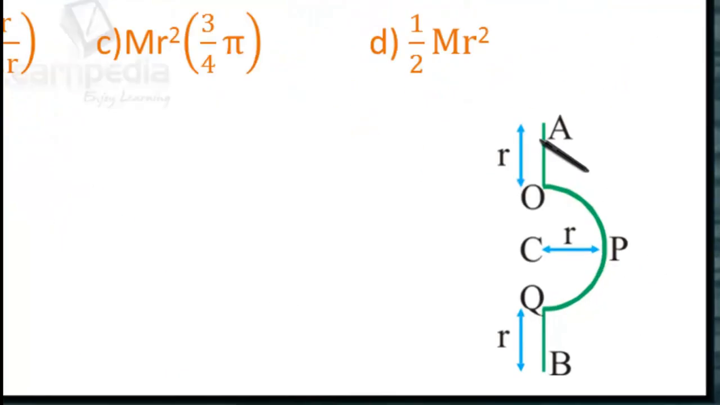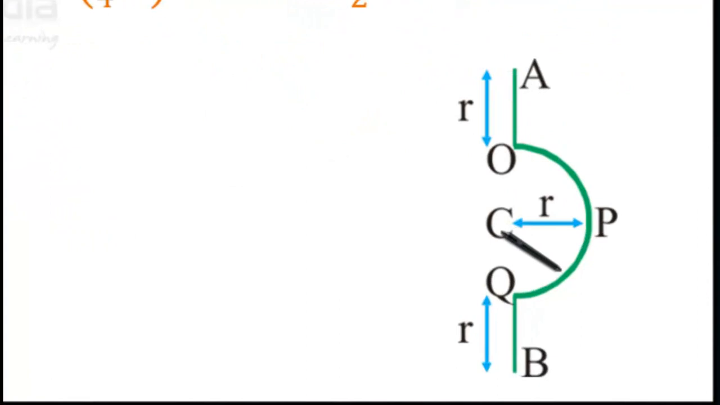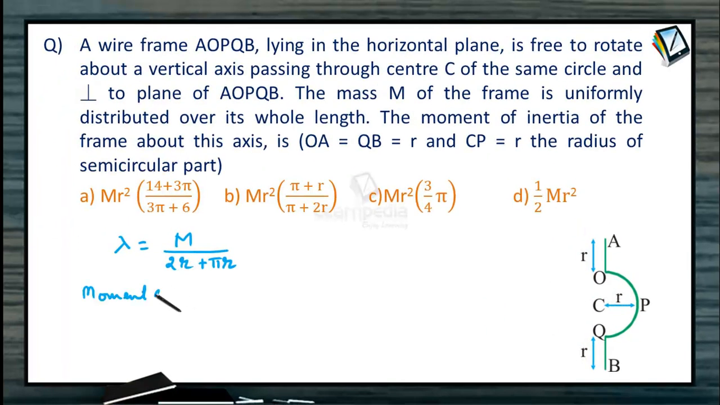Now, the moment of inertia of AO about point C. First of all, the moment of inertia of AO about its center will be I1 equal to ml square by 12, plus we have to shift the axis to this particular point. That will be m l square, where l is the distance from here to the corner. That is L by 2 plus this L, or R, so it is R by 2 plus R, that is 3R by 2. The moment of inertia of AO is the same as BQ. Let us call this I1.